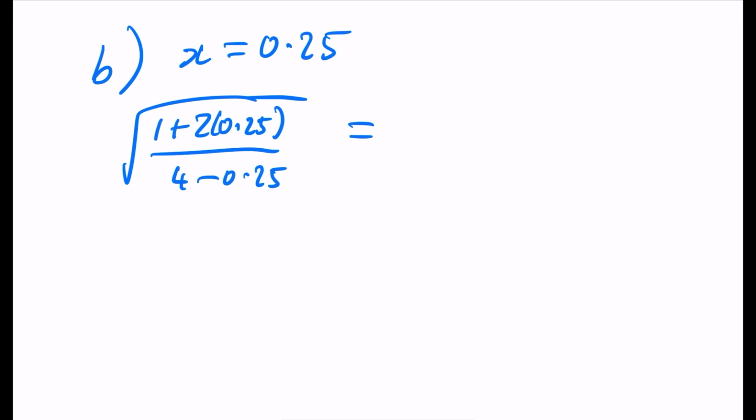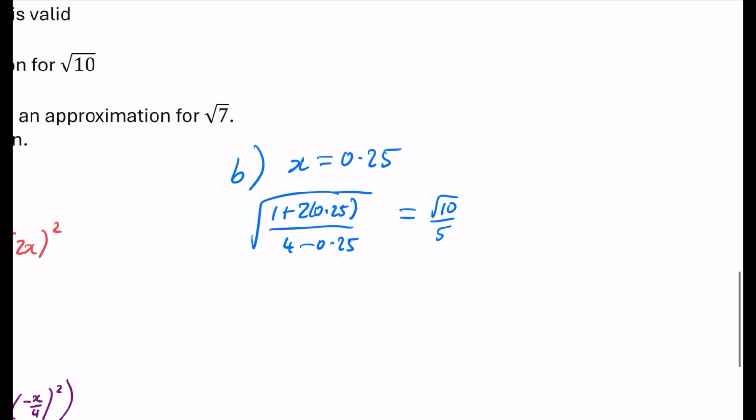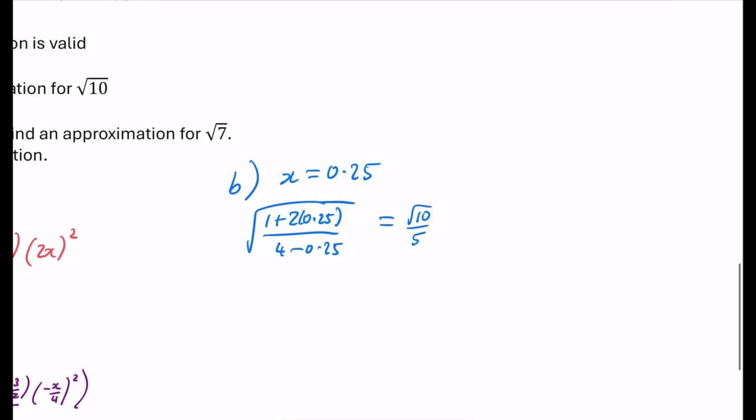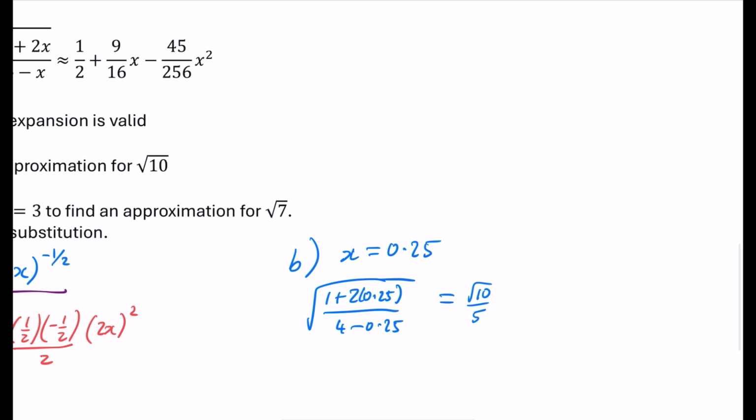Now I'm just going to go straight in and type this. It is going to be the square root of 1 plus 2 times 0.25 divided by 4 minus 0.25, and it gives me the square root of 10 over 5. So this means when I substitute x equals 0.25 into here, it gives me the square root of 10 over 5. So I'm going to need to multiply my answer by 5 afterwards. So I'm going to do that. I'm going to say that I have a half, or let's just sub in a half plus 9 over 16 times by 0.25 minus 45 over 256 times by 0.25 squared.